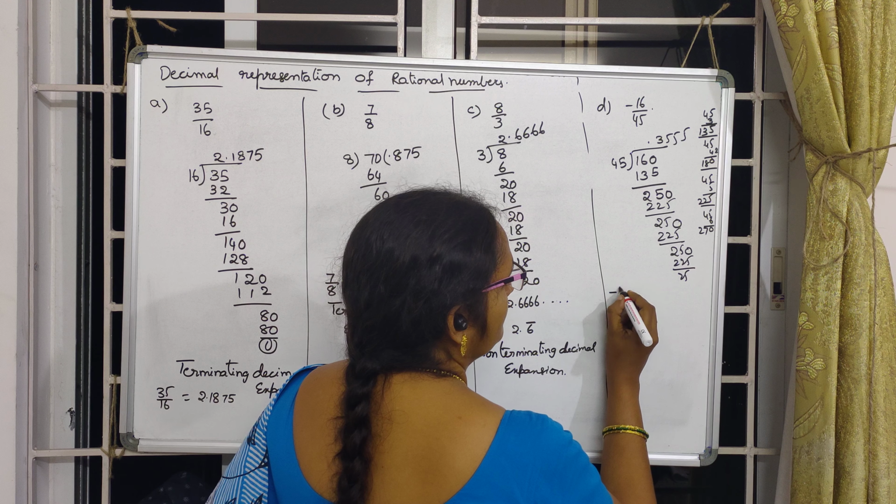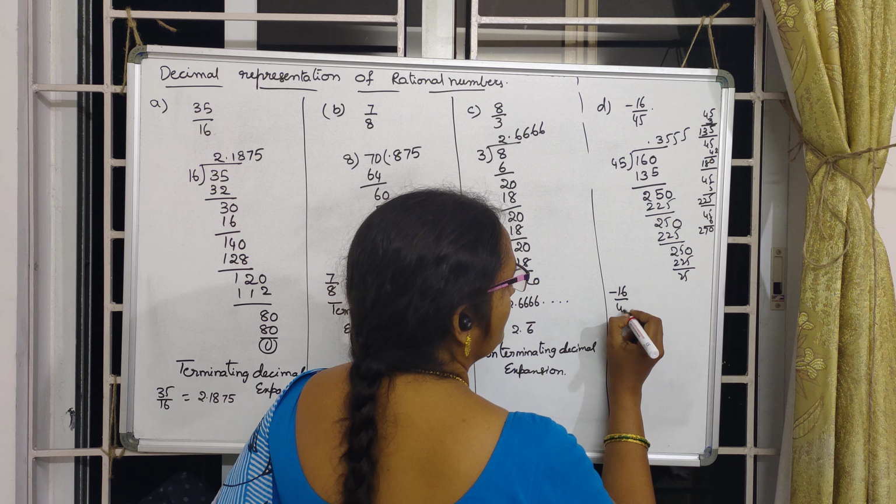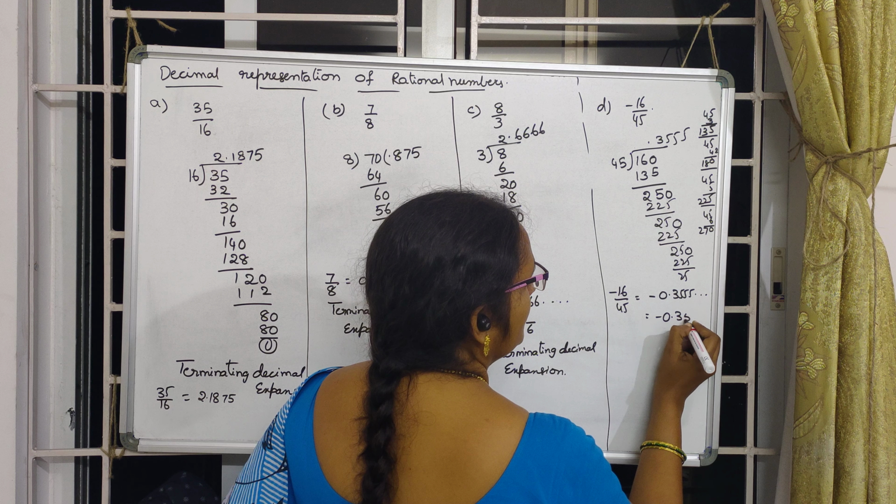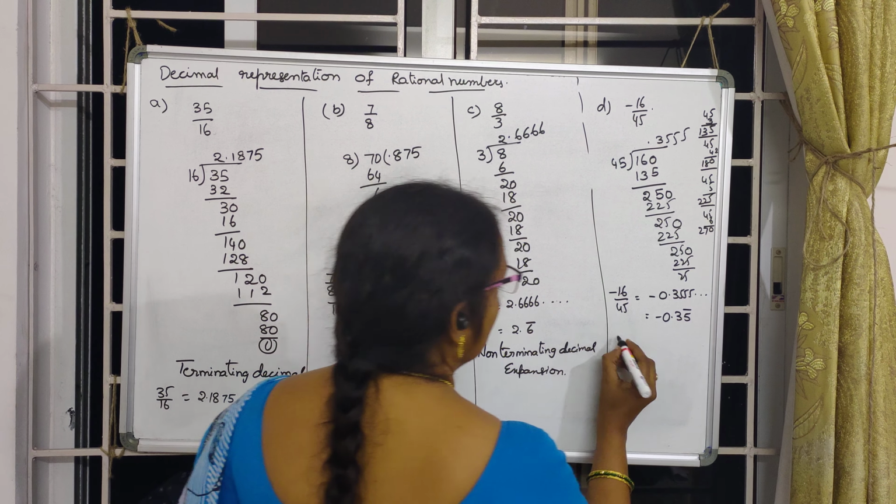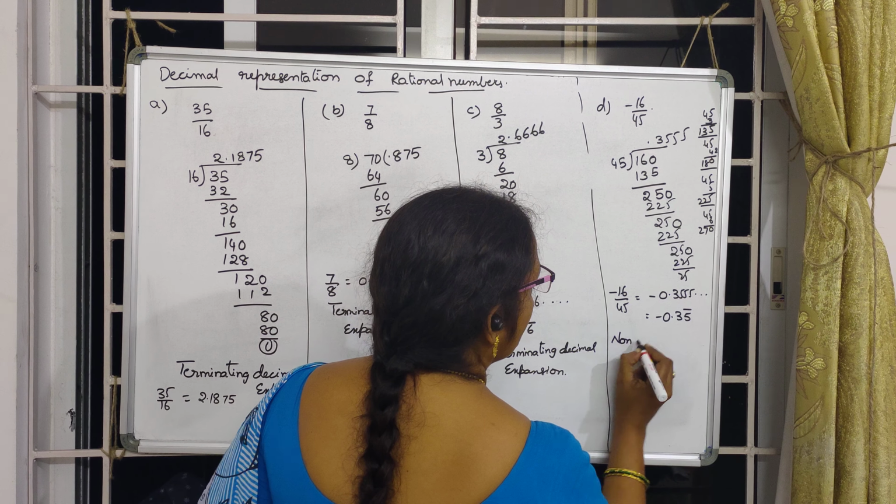So here what do we write? Minus 16 by 45 equal to minus 0.3555 and so on. This is minus 0.35 bar. This is also non-terminating decimal expansion.